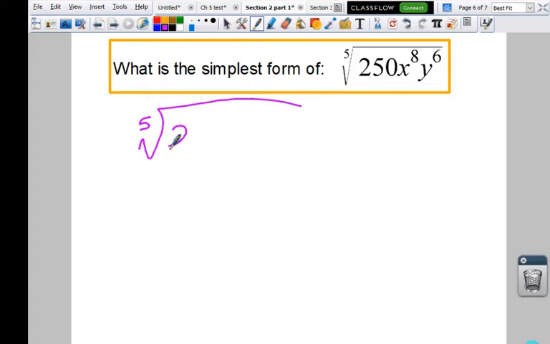Alright, let's go through this and have you guys help me out. We already said 250 can't be split apart, but let's pick somebody random. Kayla, how'd you split apart the x inside your radical here, before you kicked them out? 5x times x to the 5th times x to the 3rd.